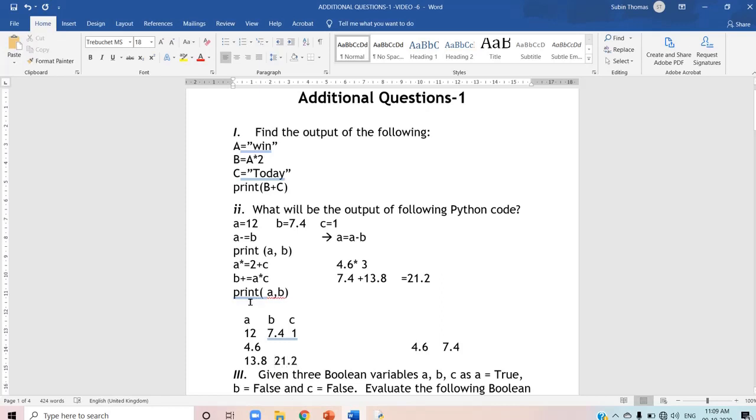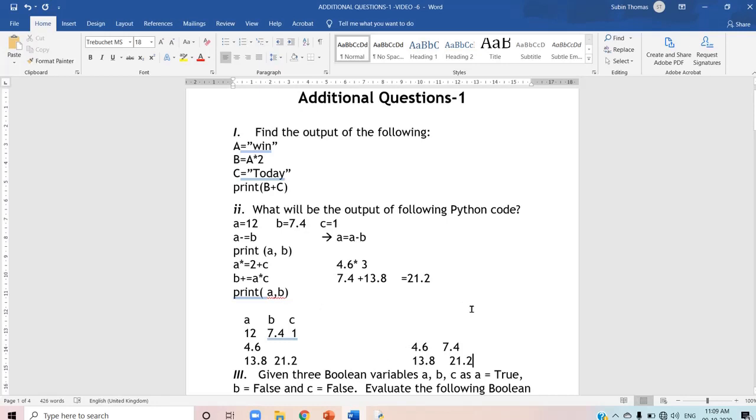And the next sentence in the question is print a comma b. So you have to write the latest value of a and b. The latest value of a is 13.8 and b is 21.2. So these are the output.